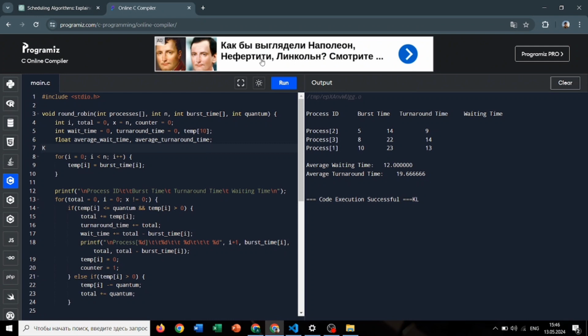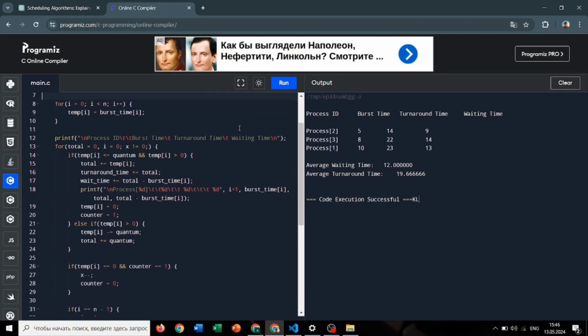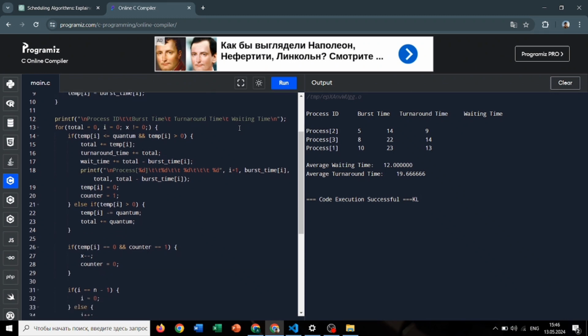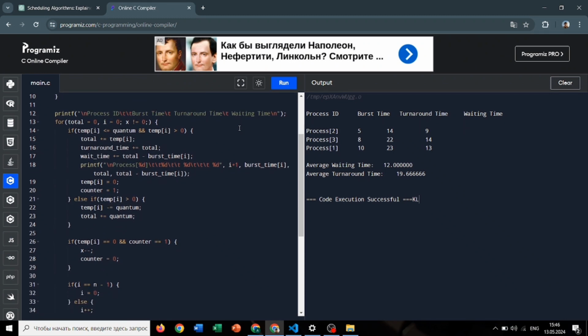Hello everyone. Today we're going to talk about round robin scheduling. Okay, now we see here. This code effectively demonstrates how the round-robin scheduling algorithm operates by ensuring each process receives a fair amount of CPU time, managing time with a circular queue mechanism, and providing insights into process management with turnaround and waiting time calculation. This setup is ideal for understanding basic process scheduling in operating systems.